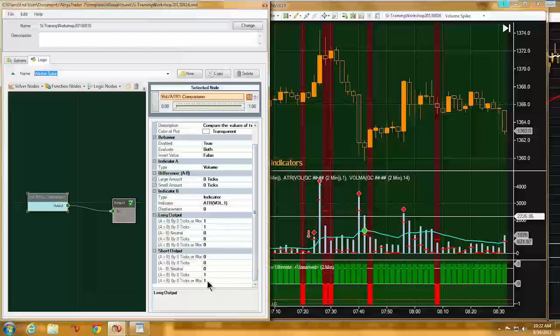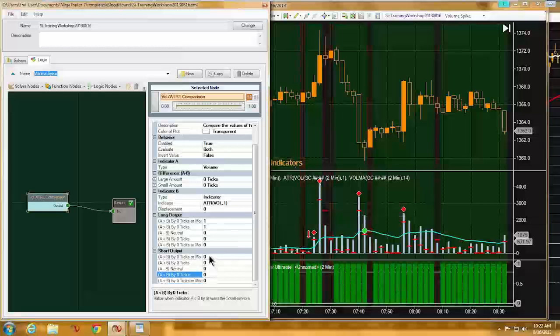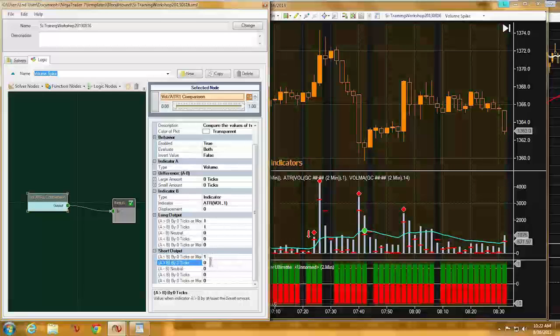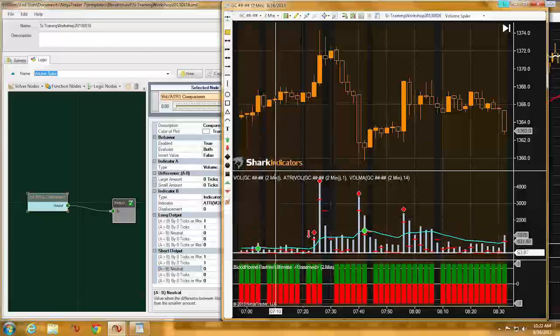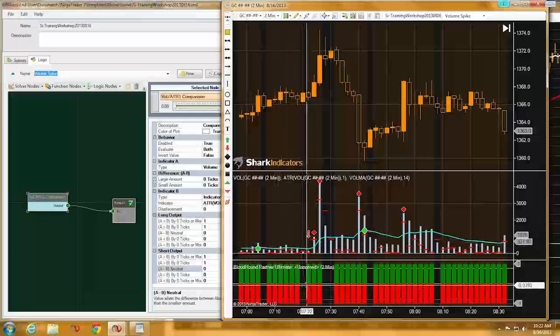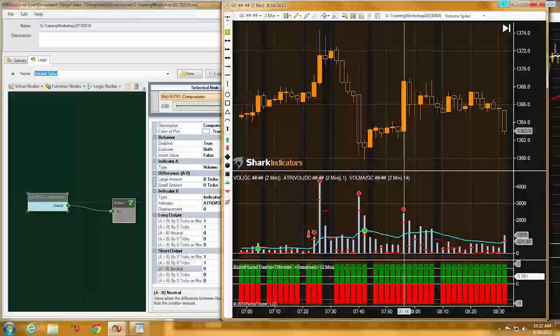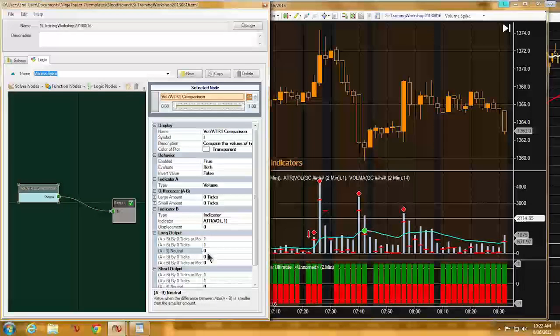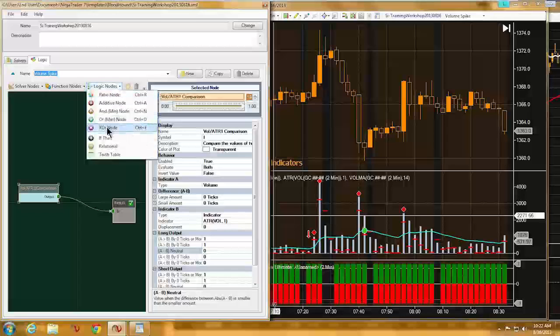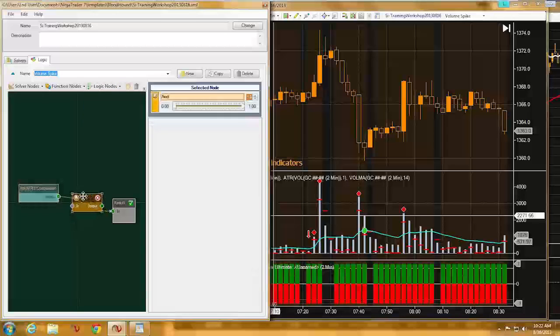So I'm going to change the short output here to be the same as the long output. So there we go. All right, so now whenever the volume is greater than the ATR, it's all marked. So now we just need to start adding some additional comparison solvers to filter this out. So let me start by dropping an AND node down here.